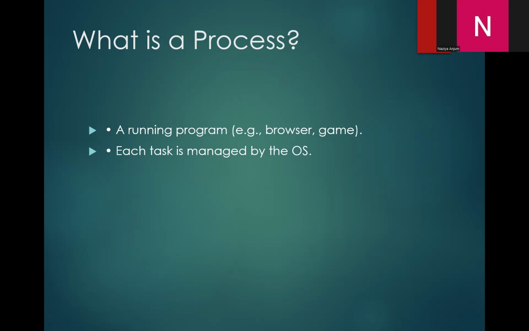Okay, so what is a process? A process is a running program. For example, Chrome is open. This is a process. Music player running. It is a process. Game running. It's also a process. Okay. Important line about the process is: installed program is not a process. Running program is process.